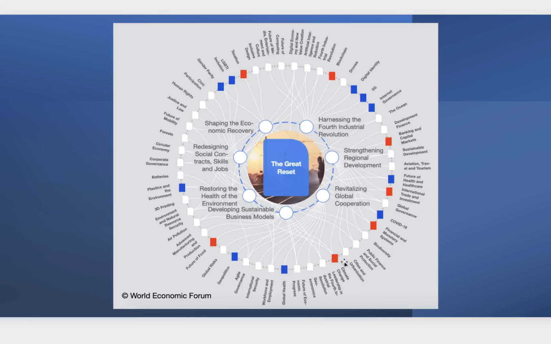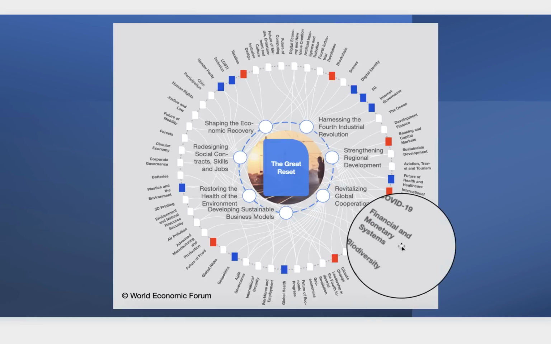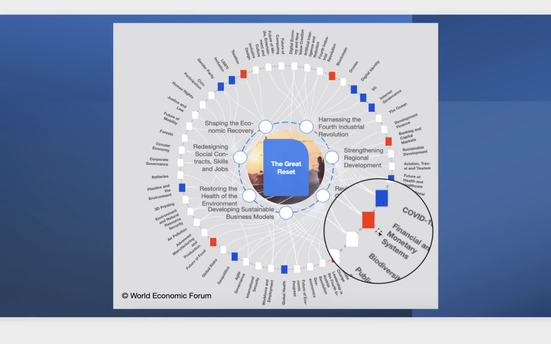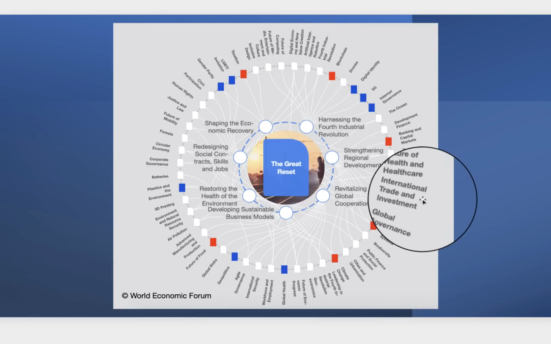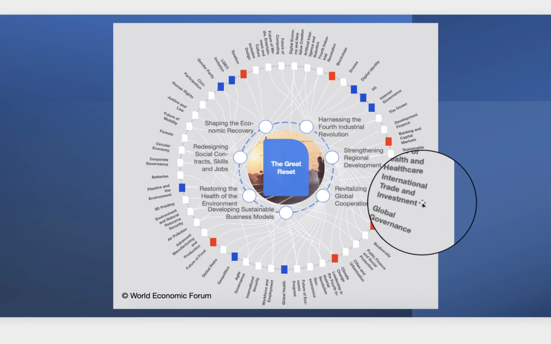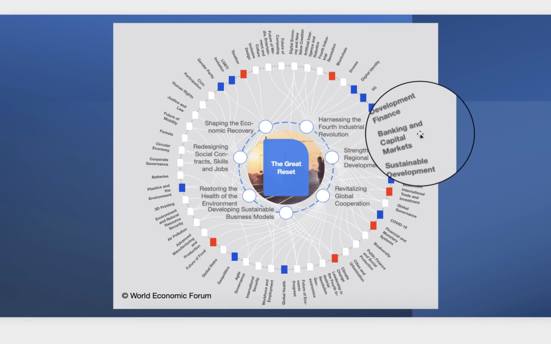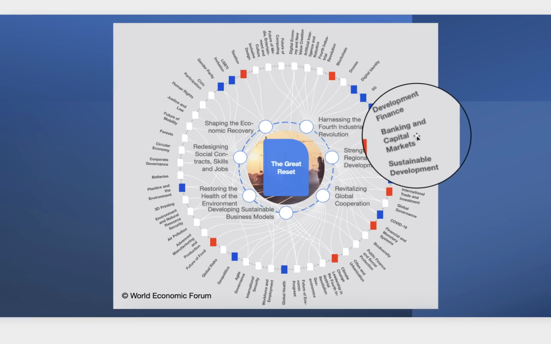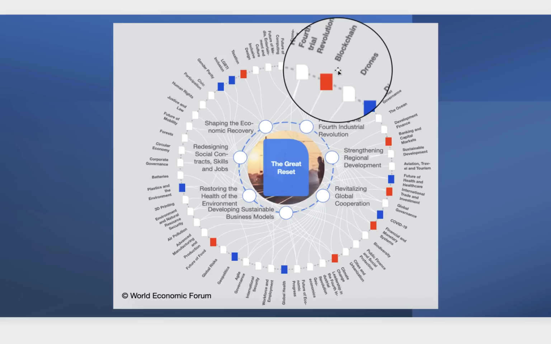Again, this is not political. This is fact. Go look it up. Go research. And if you are wondering what's happening with the finances, well, here you go. Their goal is to control the financial and monetary systems right there, highlighted in red. They're going to control international trade and investment right there. They want to control the banking and capital markets, which is what we're participating in right here, trading options in the equity markets. And if you look over here, their idea is to control the blockchain.